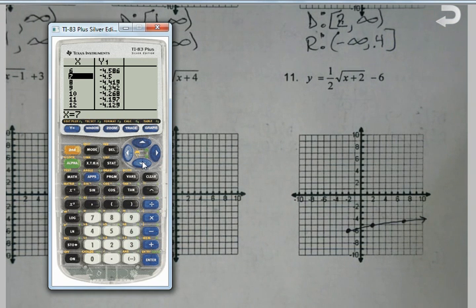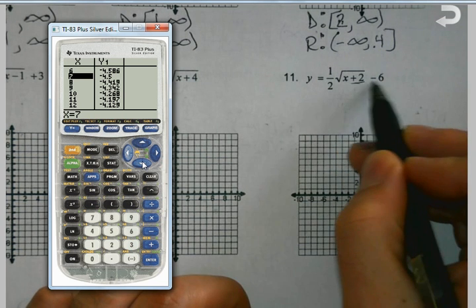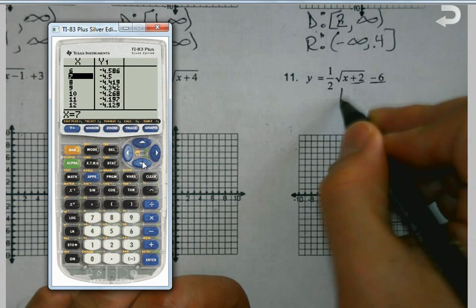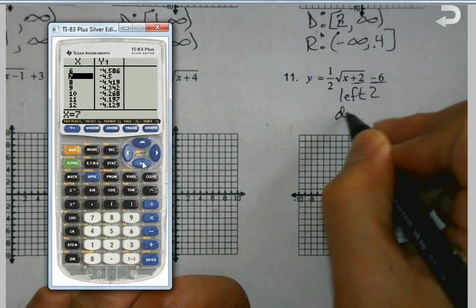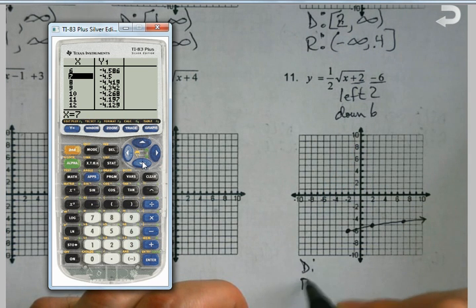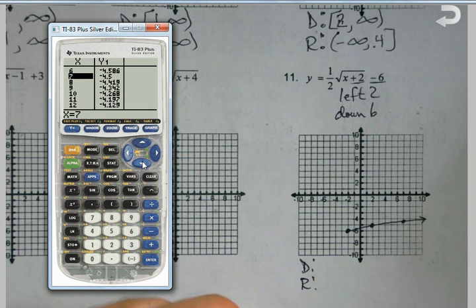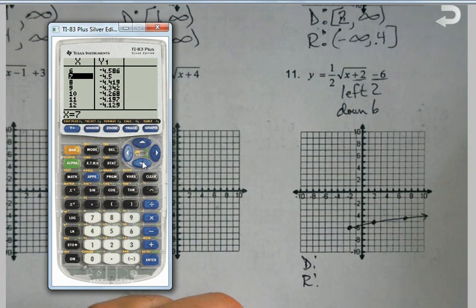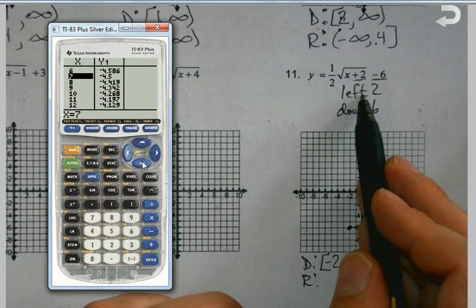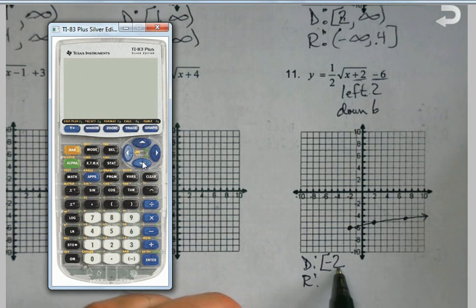But for 11, where are my shifts going to be? What are my 2 shifts for number 11? Yeah, left 2 and down 6. So, okay, so what does that do to my domain and range then? Where does my domain start? -2. It shifted from 0 to the left 2, which on my x would make it -2. I only have that one problem left.